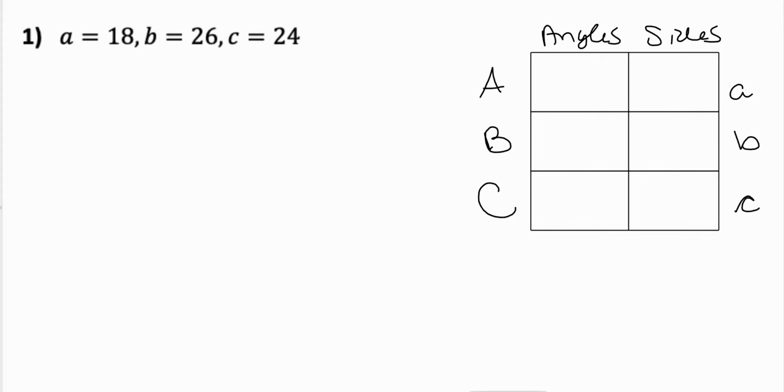This is a law of sines and cosines problem because this is going to be a non-right triangle. We start with our box of angles and sides. We look to see that this is little a, little b, little c, which are our sides. So we label those in here as 18, 26, and 24.